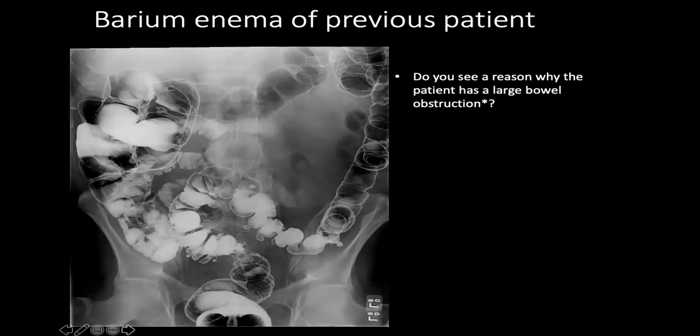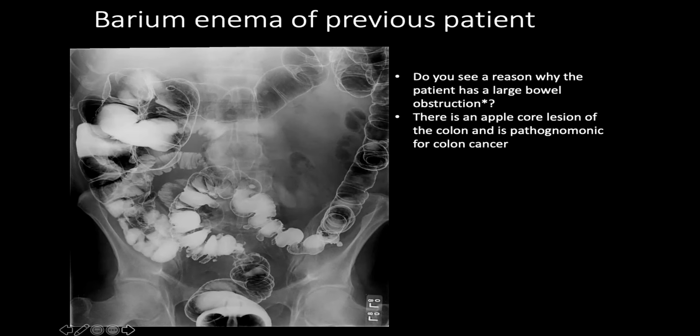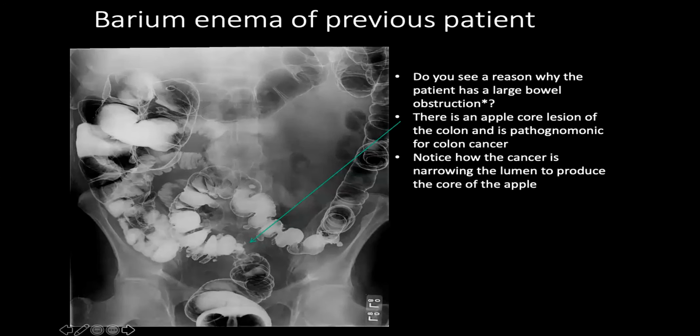So here's a barium enema with a previous patient. Where is the reason that this person has that large bowel obstruction? There's an apple core lesion, and that's pathognomonic for colon cancer. Can you see that anywhere? Right there. See how there's that narrowing of the lumen, and it produces kind of that core of the apple? Of course, there it is.